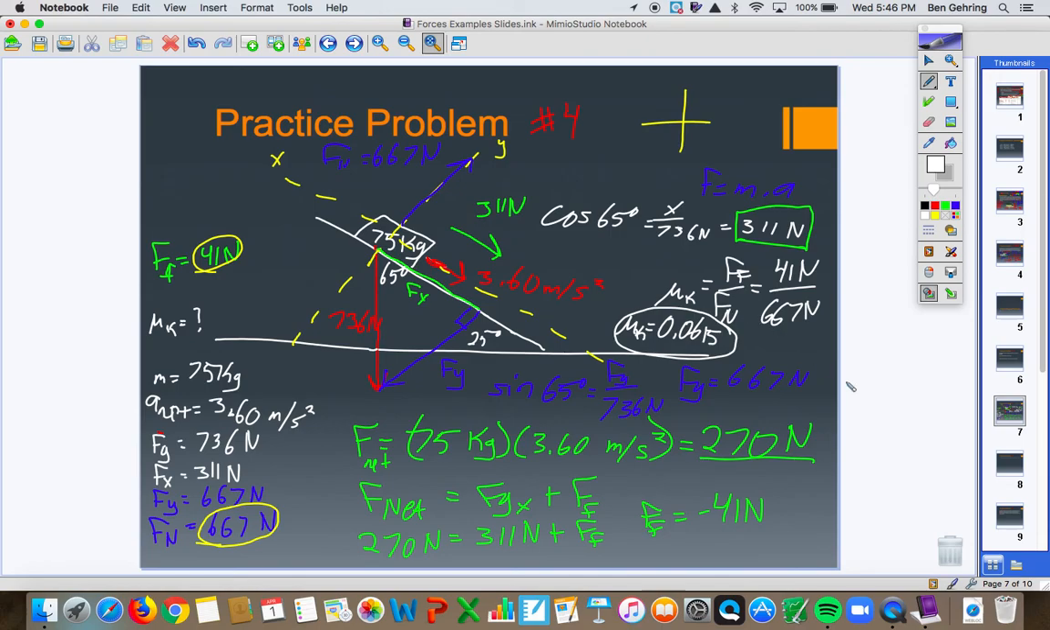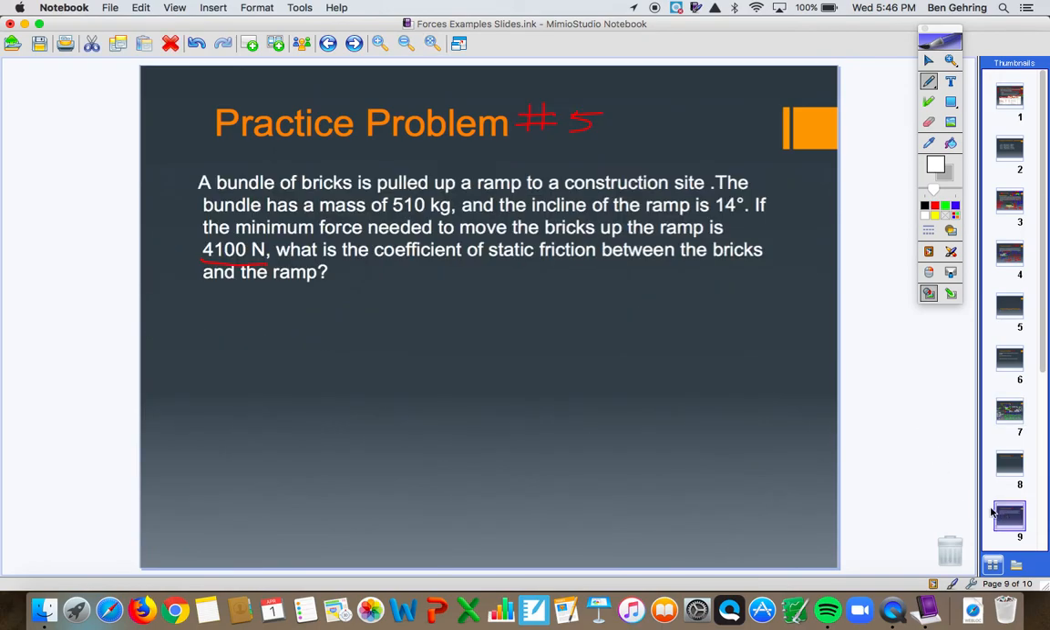Okay, I have a question for you to solve here, which is number 5. So this is the same exact setup. A bundle of bricks is pulled up the ramp to a construction site. The bundle has a mass of 510 kilograms. The incline is 14 degrees. If the minimum force needed to move the bricks is 4,100 newtons, what is the coefficient of static friction? So instead of kinetic, we're doing static between the bricks and the ramp. This 4,100 is going to be the force needed to just barely overcome static friction, so we can say that is equal to your value there.